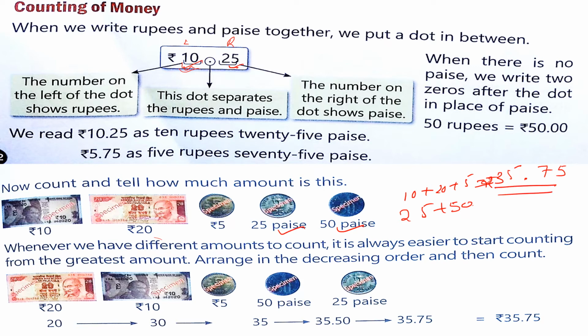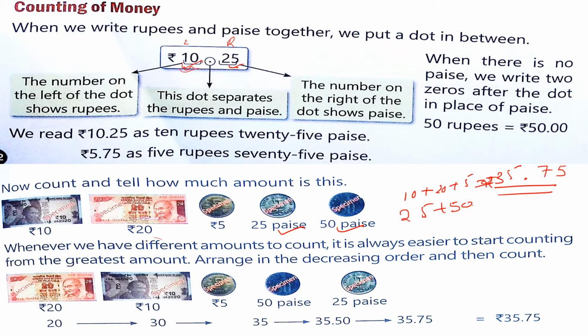So why are we using this point? To separate rupees and pies. Got it? We cannot write them together, otherwise it will become 3575 pies. That is why we are giving a dot, that is a point, which separates the rupees and pies.